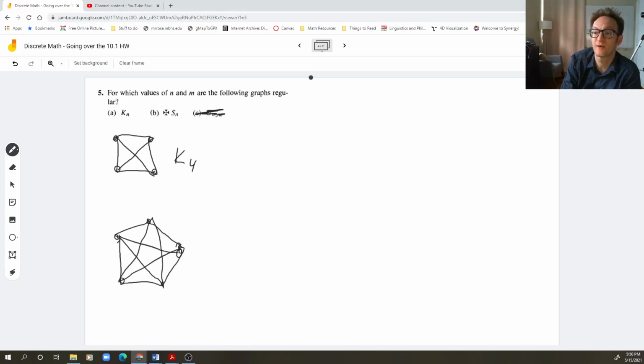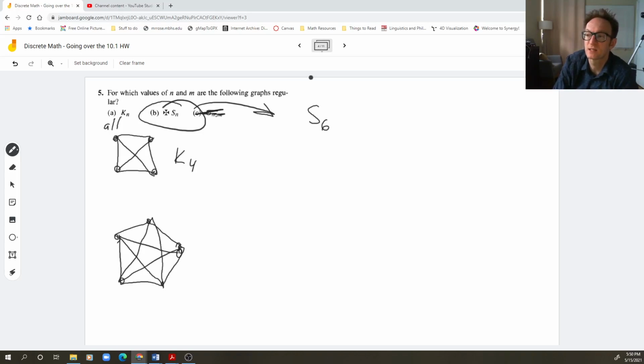So for what values of n are the following graphs regular? All of them for Kn. And S sub n, when is that going to be regular? I guess it's like never or something. S2 maybe. If you give me S6, what is S6? Just to remind you, it's the star graph with 6 vertices.